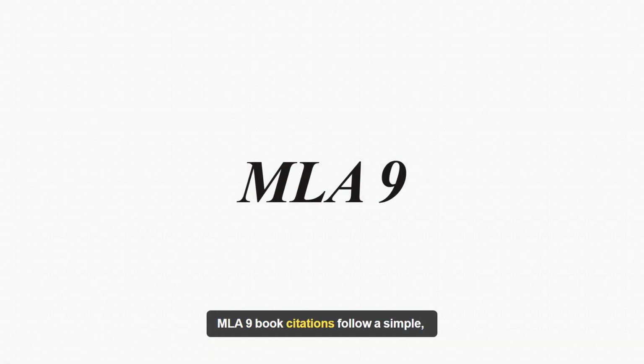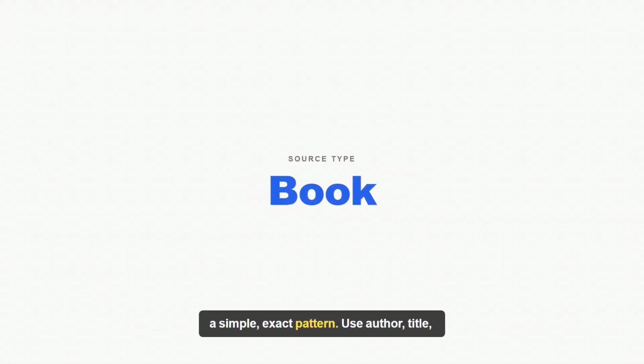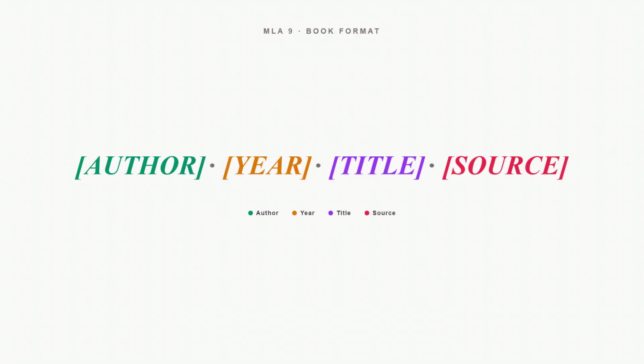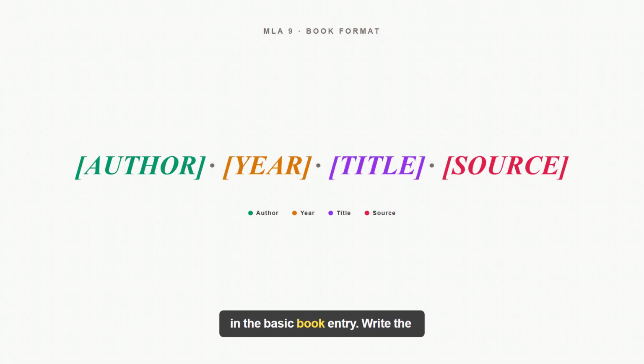MLA 9 book citations follow a simple, exact pattern. Use author, title, and source details. In MLA 9, there is no year in the basic book entry.